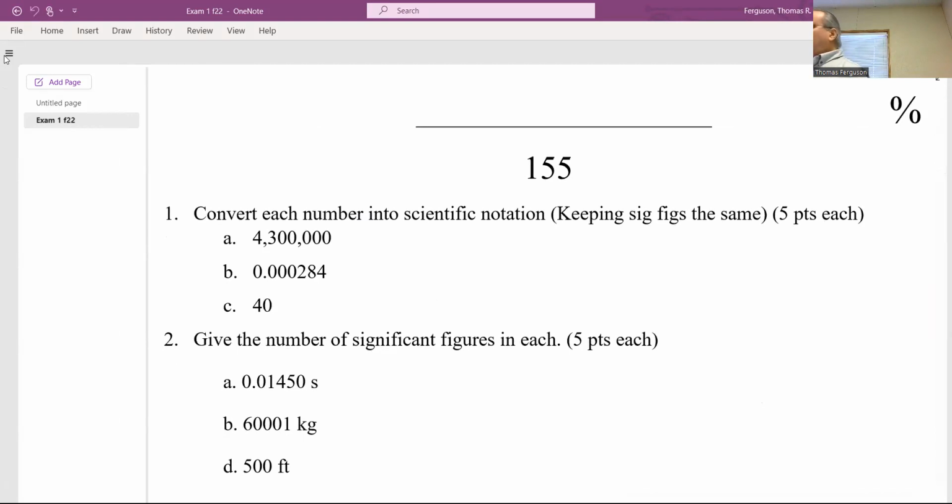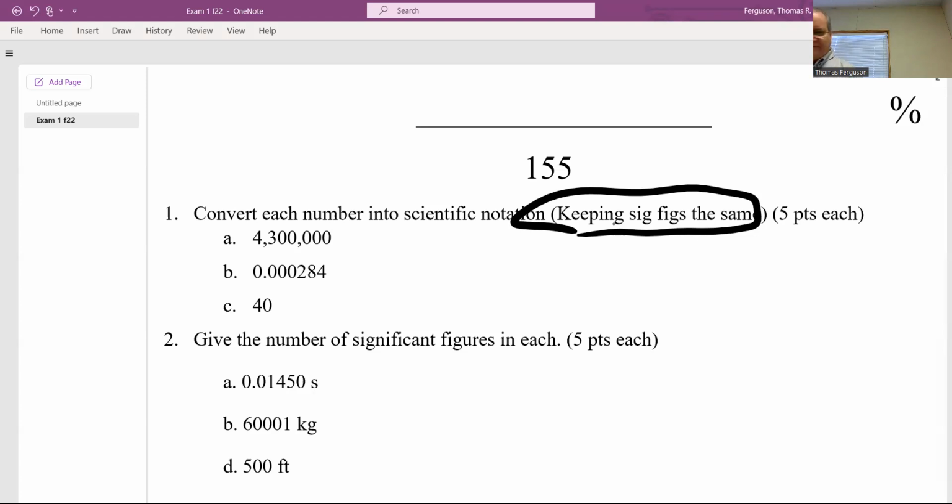Now, whenever you convert to scientific notation, you should always keep the sig figs the same, because all we're doing in scientific notation is renaming the number. We're not changing its precision.